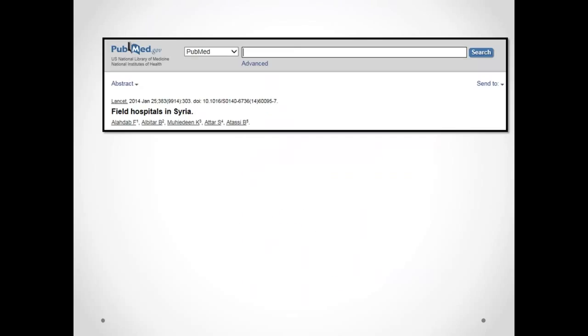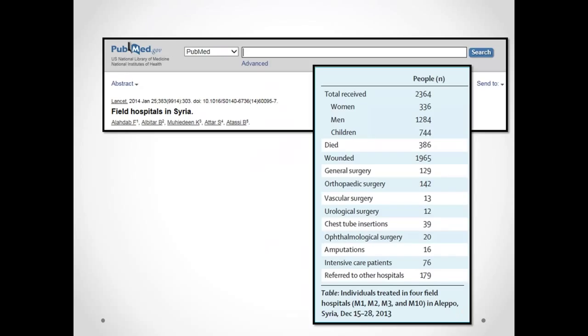I'll focus on this article. This was a brief article. The author is here in our group. And you can see an example of what I mentioned earlier, where you provide original data in a letter. So this is a summary of individuals treated in 4 field hospitals in Aleppo, and it just shows the distribution of injuries.